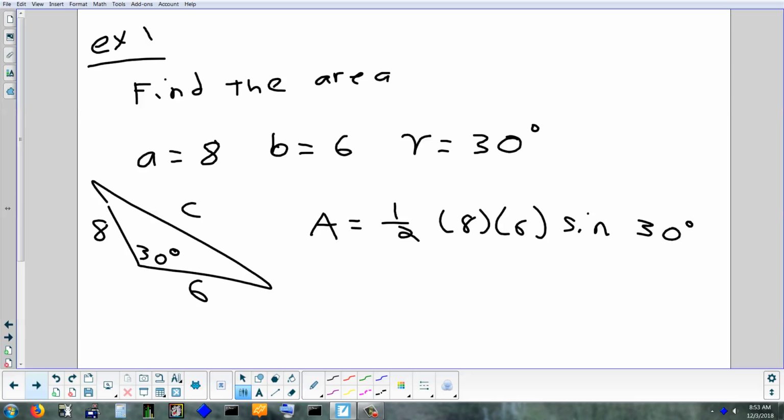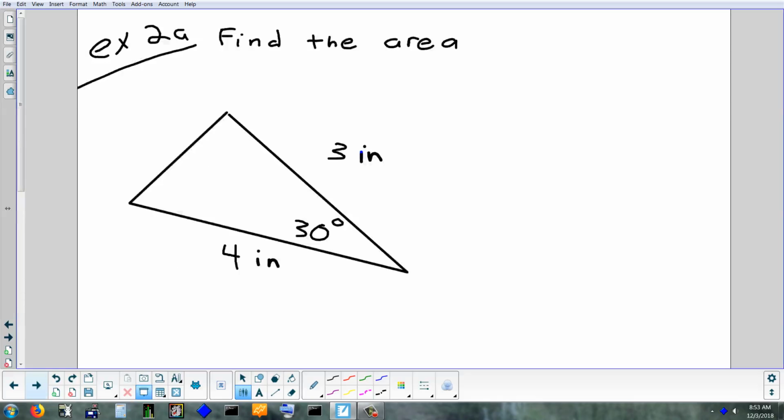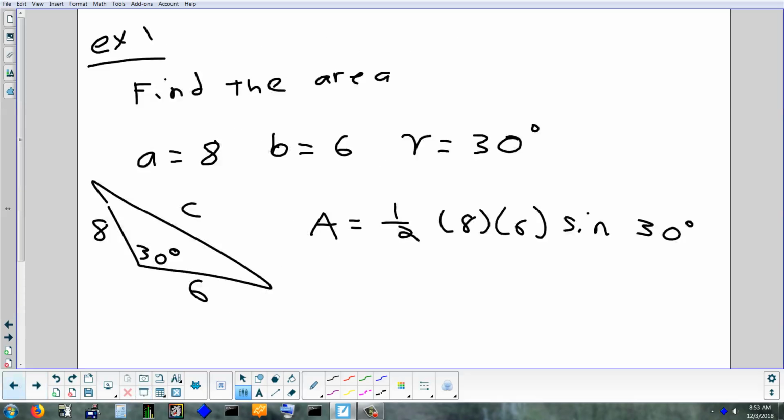The reason it's important to remember it like that is because eventually you might have an example where you don't know which side is which. I don't know which side is A, B, and C here. So as long as I understand the general formula, it doesn't matter which side is really which. Right. So 1/2, 8 times 6 times sine 30.